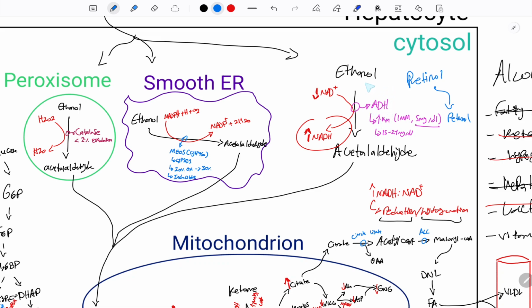So ethanol, which uses the ADH, can compete with the retinol dehydrogenase, preventing the conversion of retinol into retinal and causing a vitamin A deficiency. Okay? So that's one way.